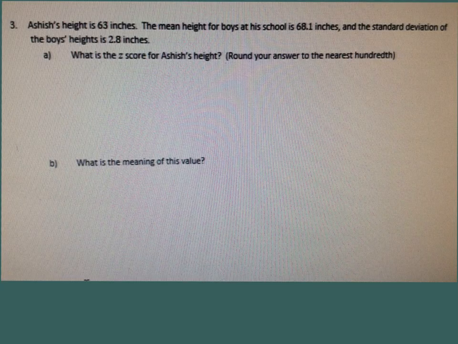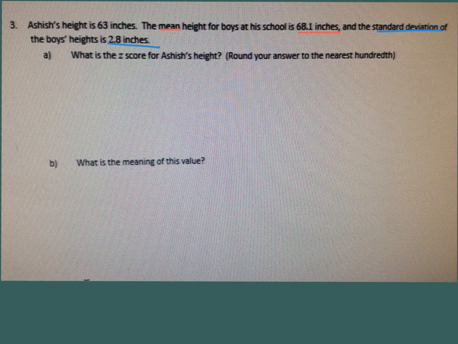Okay, so if you turn the page to page 8, you'll see number 3 says, Ashisha's height is 63 inches. The mean height for boys at his school is 68.1 inches. So the mean is 68.1 inches. And the standard deviation of boys' heights is 2.8 inches. Okay, what is the z-score for Ashisha's height? And this time they asked us to round to the nearest hundredth, because it's not always going to be a nice clean answer like it was in the last example.